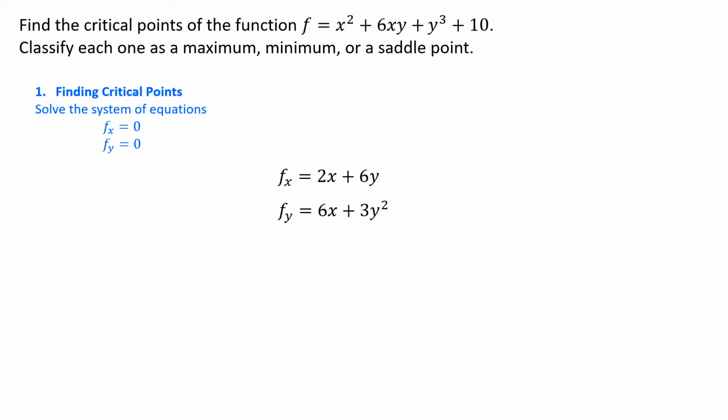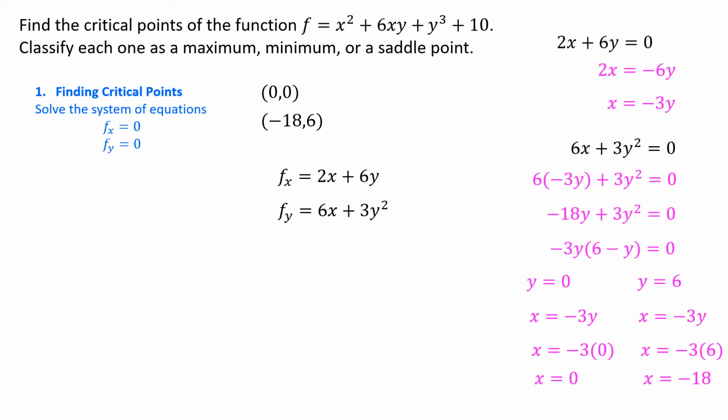Here's the first partial derivative with respect to x. Here's with respect to y. Set them equal to 0, and now we have to solve this system of equations. This system of equations turns out to have two solutions. And if you want to see the work and analyze it more closely, here's all the work that led to those. Hit pause if you need to.